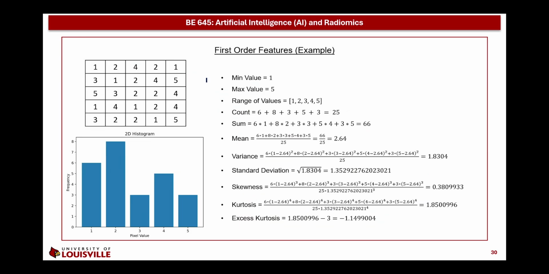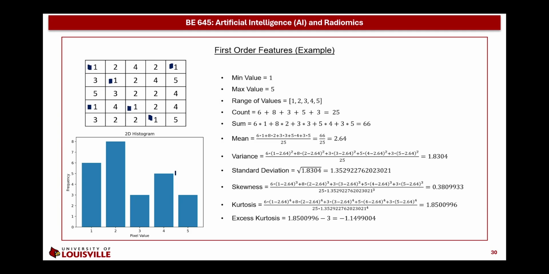First, you need to build the histogram for that matrix or image. To build the histogram, you need to define the bins of that histogram, and in this case we have just 5 values, 1 to 5, so we have 5 values on the x-axis, and on the y-axis you put the frequency, or the occurrence, of each bin or number. For example, the value 1 is repeated 6 times, the value 2 is repeated 8 times, and so on. Based on that histogram, we can calculate the different first order features.